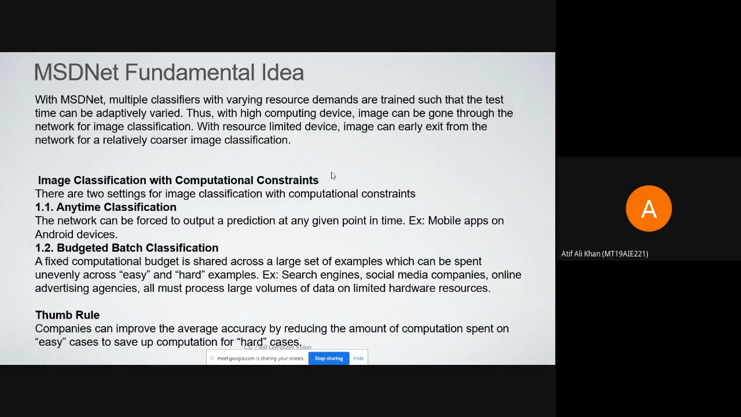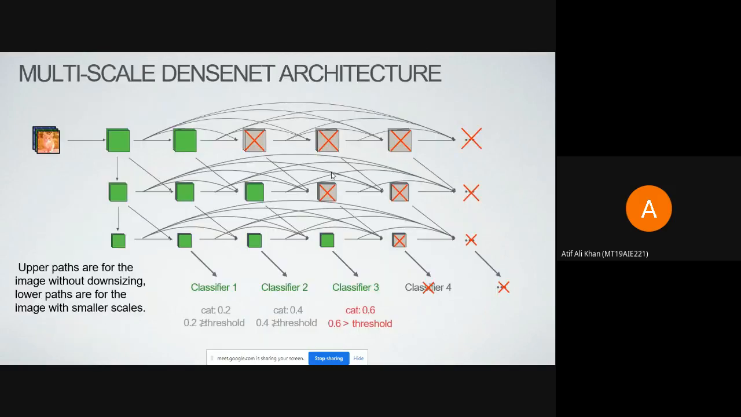On the other hand, we also propose the thumb rule, which basically says that companies can improve the average accuracy by reducing the amount of computation spent on easy cases to save up the computation for hard cases. Can we have the next slide?